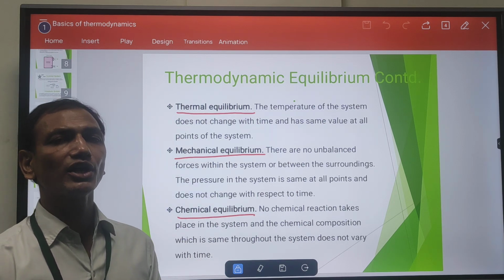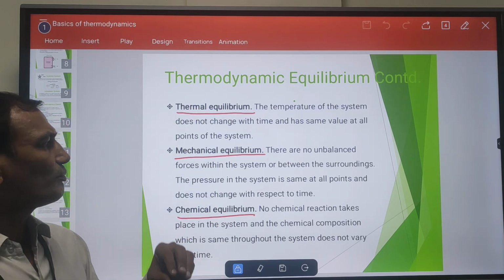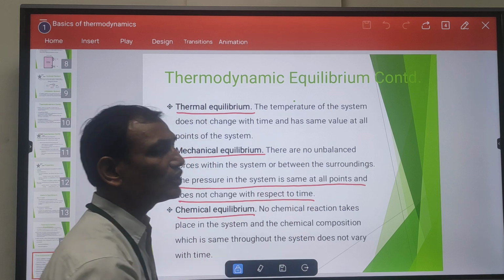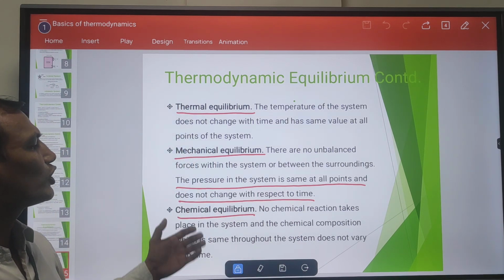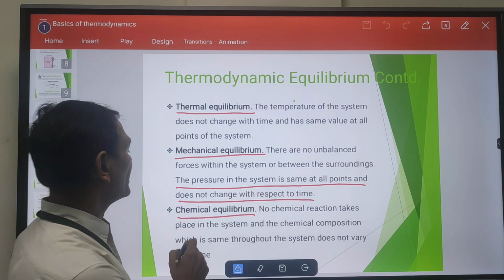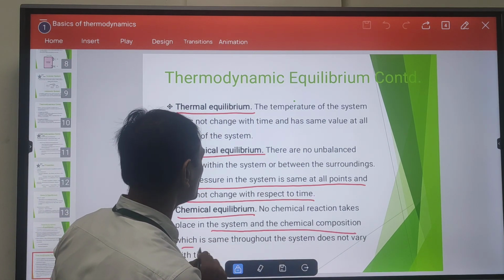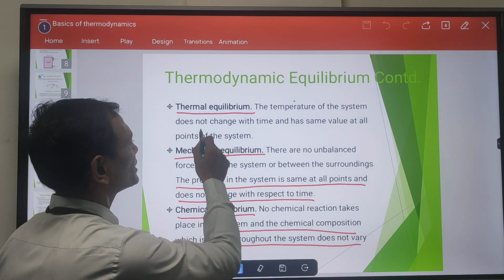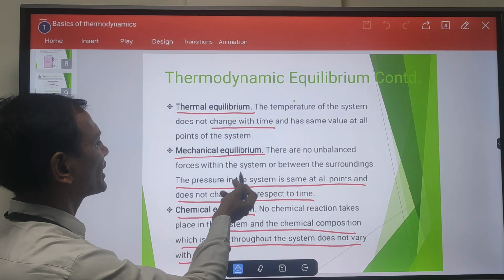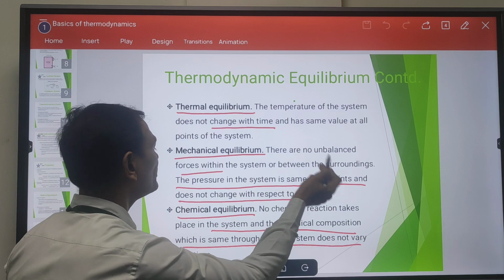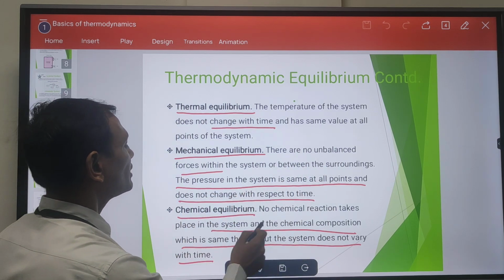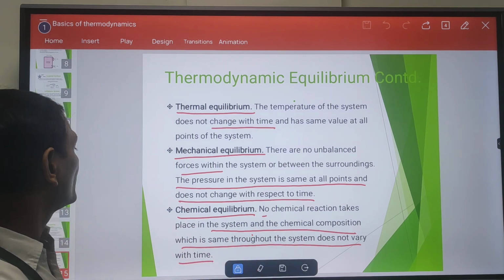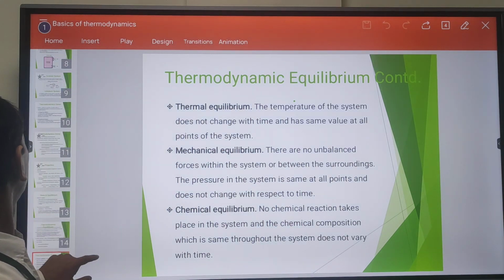Mechanical equilibrium means there are no unbalanced forces within the system or between the system and the surroundings. The pressure in the system is the same at all points and does not change with respect to time. Chemical equilibrium means no chemical reaction takes place in the system, and the chemical composition, which is the same throughout the system, does not vary with time. Time is important: in thermal equilibrium, the temperature does not change with time.